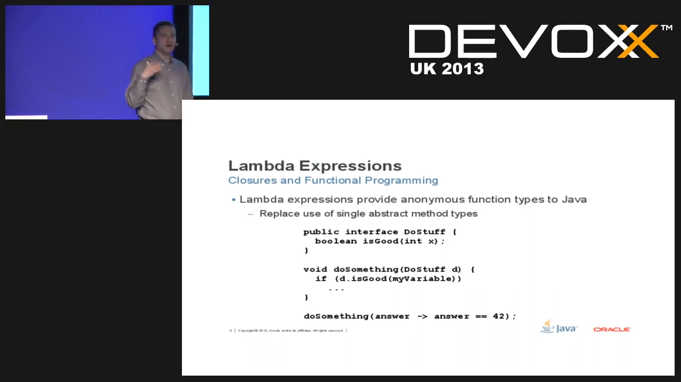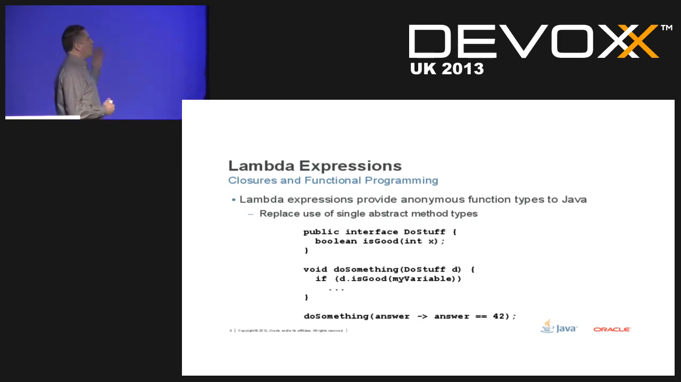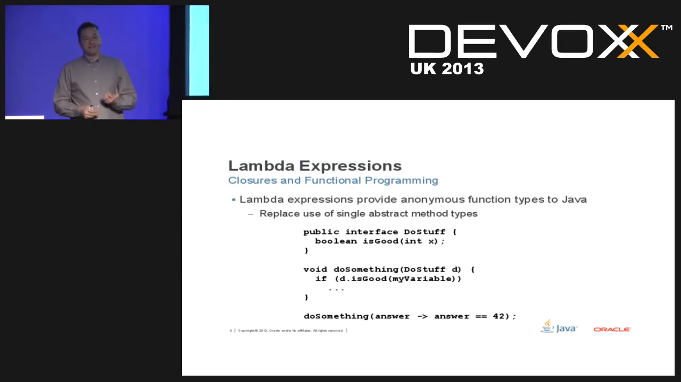We've deliberately not called them closures because it isn't a full implementation of closures. Certainly the fact that you can't capture non-final variables means that it's not a full closure in the sense that other languages implement them. What you can think of this as being is more the ability to add an anonymous function type to Java.